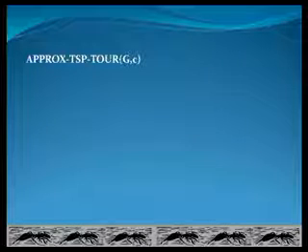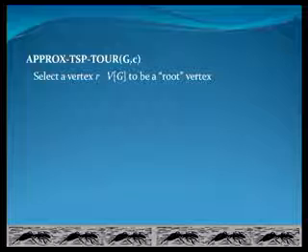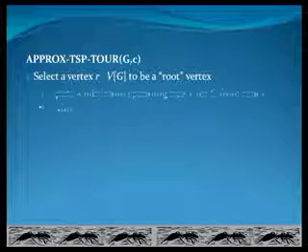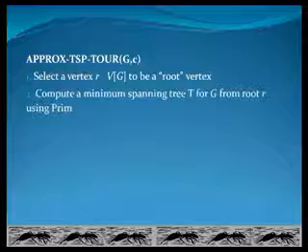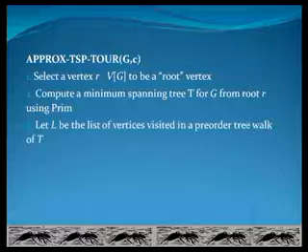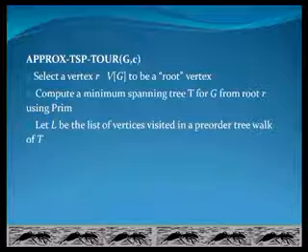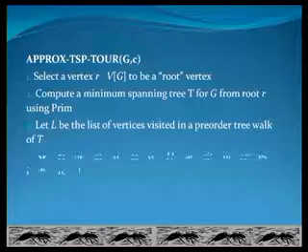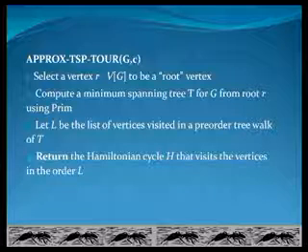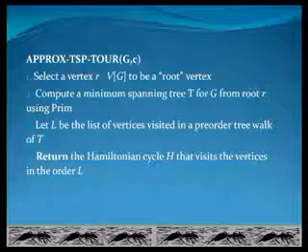Following are the steps of the two-approximation algorithm. First, select a vertex R from graph G to be a root vertex. Then compute a minimum spanning tree T for graph G from root R using Prim's algorithm, and let L be the list of vertices visited in a pre-ordered tree walk of T. Return the Hamiltonian cycle H that visits the vertices in the order L.